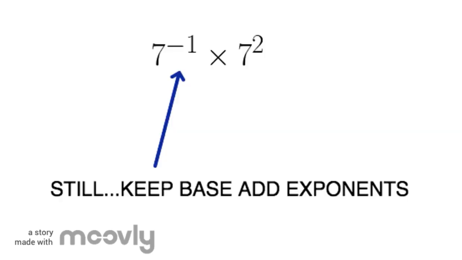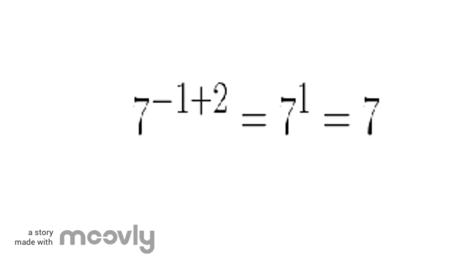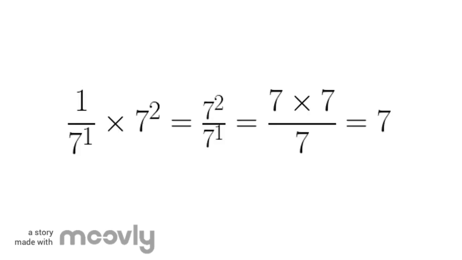In the next example of the product rule, you'll notice that one of the exponents is negative. Even though one of the exponents is negative, you still follow the same rule. You keep the same base and you add the exponents. In this case, negative 1 plus 2 would give you 1, so the base is 7 to the first power, which is 7. Let's look at that in expanded form.